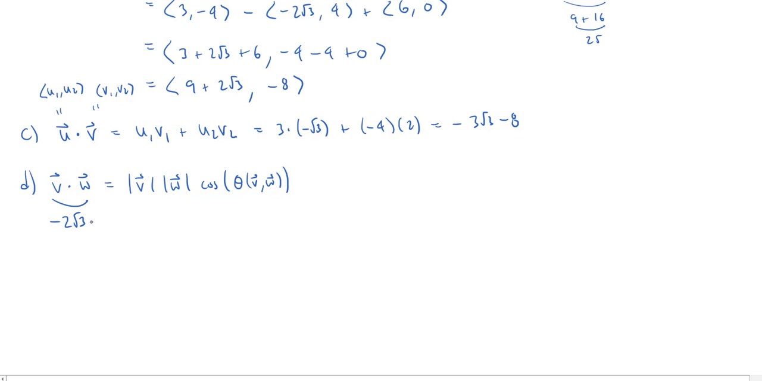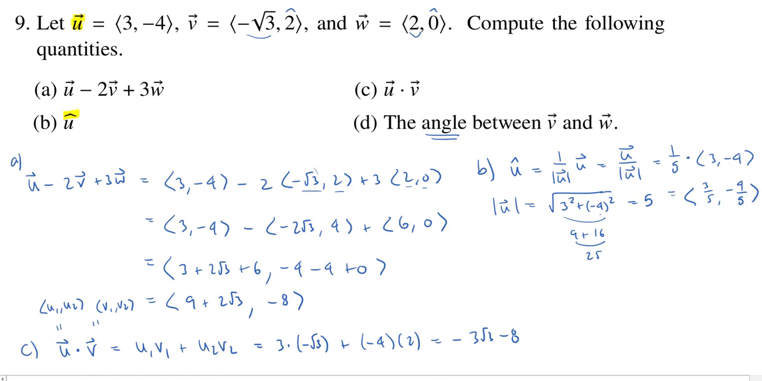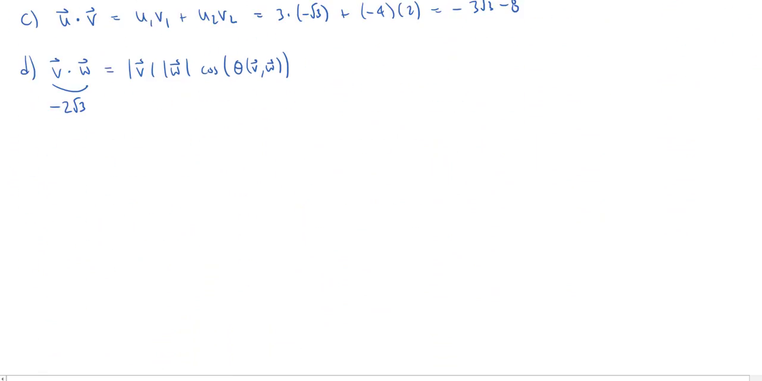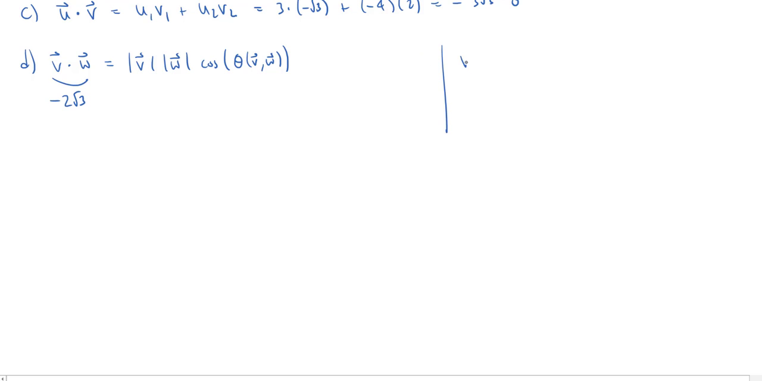All right, now we need the length of v. So let's see again, what is our v? Our v is negative root 3 comma 2. So let's do a little side work. So the length of v is the length of negative root 3 comma 2. Okay, so that's going to be the square root of negative root 3 squared plus 2 squared. Okay, negative root 3 squared is 3. 2 squared is 4. 3 plus 4 is 7, so we get the square root of 7.